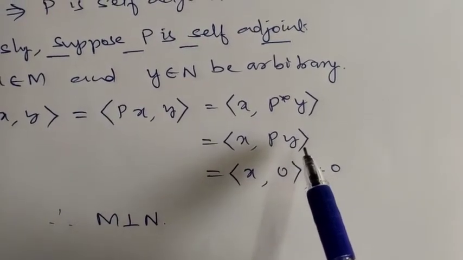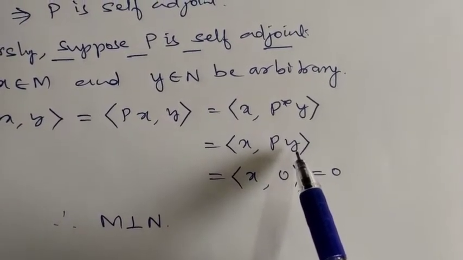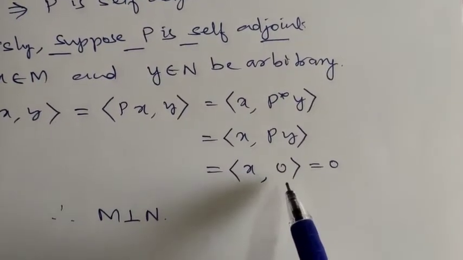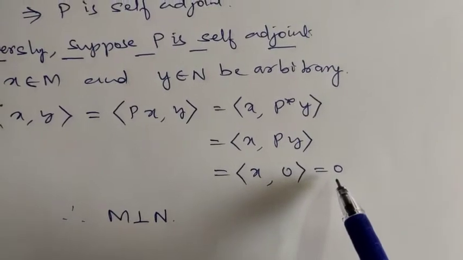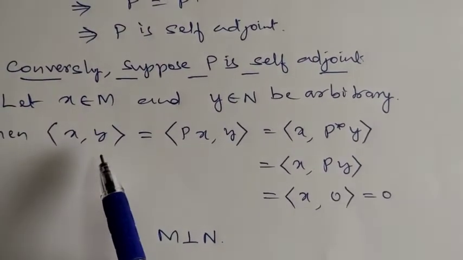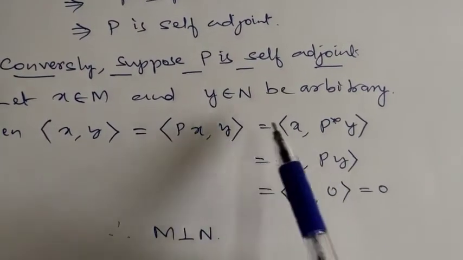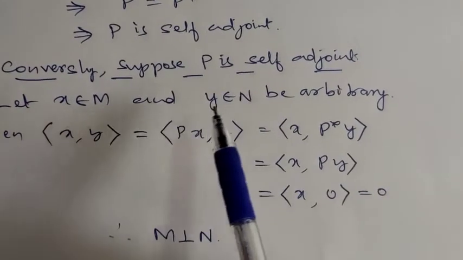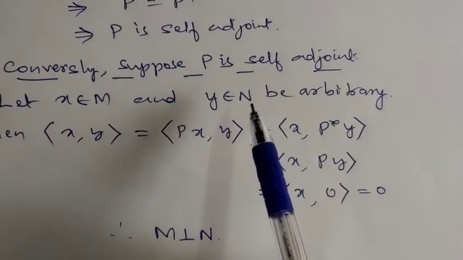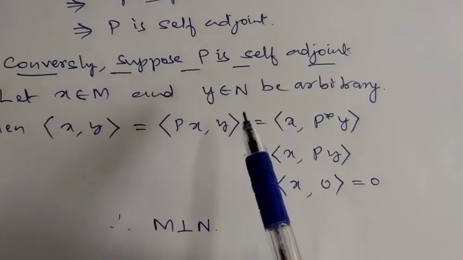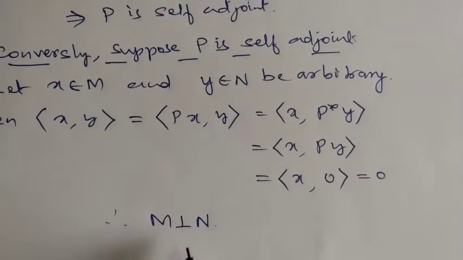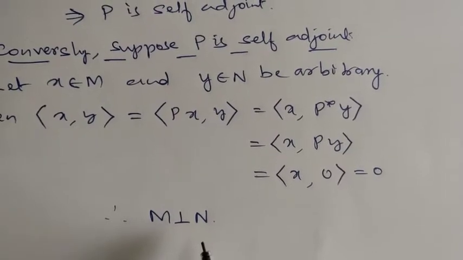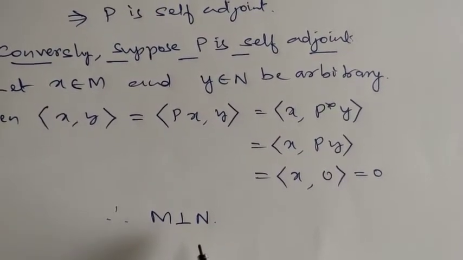P of y. Now y belongs to null space of P means what? P of y is 0. So inner product of x comma 0 will be equal to 0. Therefore the inner product of x comma y is 0, where x is a vector of M and y is a vector of N. Therefore, since these two are arbitrary, for every point this holds true, meaning M is orthogonal to N. We have shown that M is orthogonal to N.